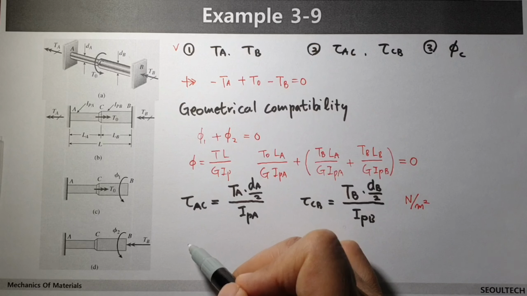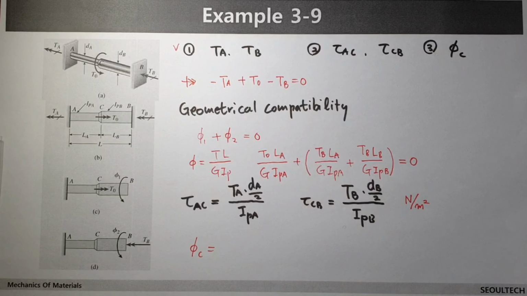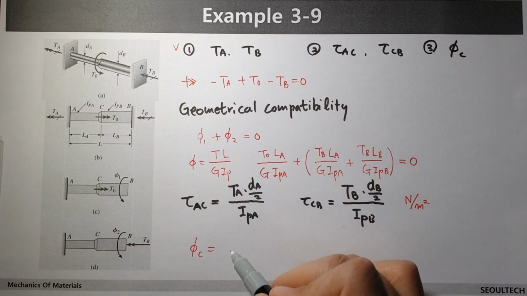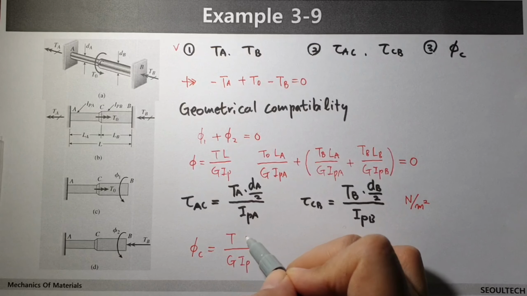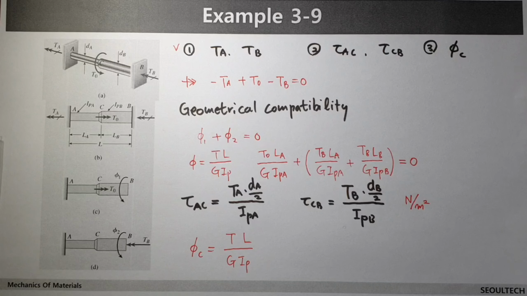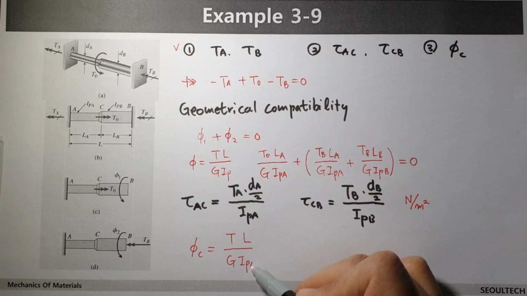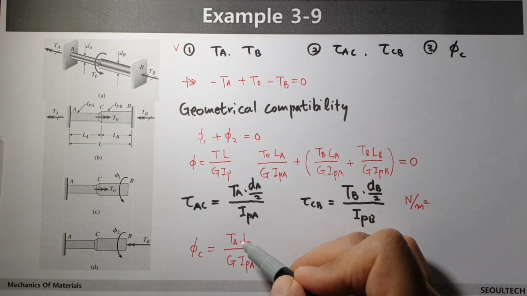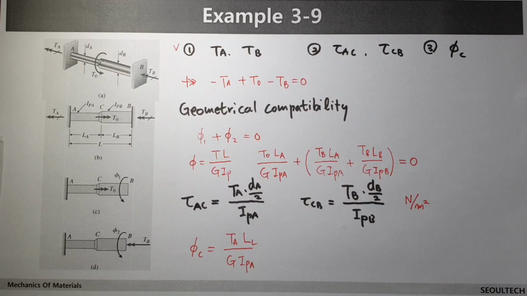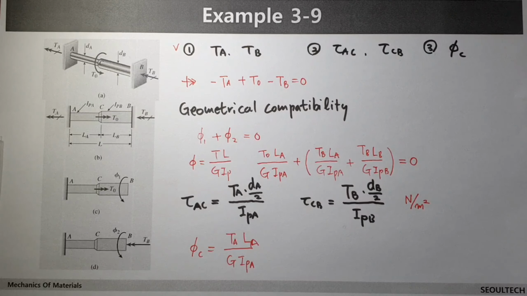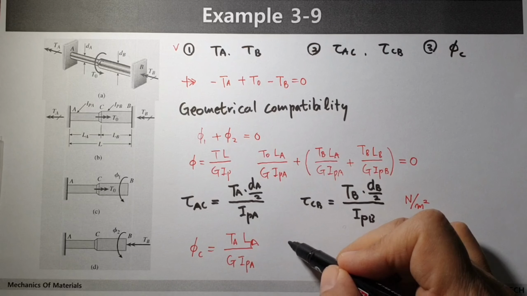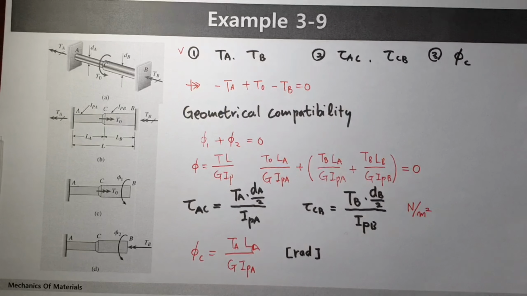And finally, we calculate number 3. We would like to calculate phi C. Phi C is T L over G IP. On the left side, when you consider IPA and TA and length LA, when you introduce this one, we already know TA and, not L, sorry, LA. All the values we know. Finally, we have phi C, the change of rotation, which is written as a radian value.